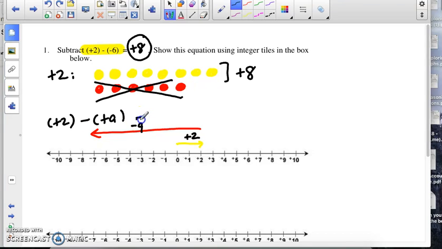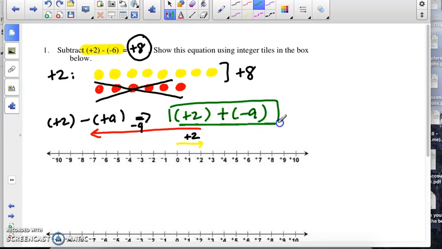So actually another way to look at this, and I'm going to do this in a different color here, is what we actually did is we took positive 2 and we added negative 9, which is actually the same as this equation here, okay? So positive 2 plus negative 9 indicate where you end up on the number line with your arrowhead. The answer is actually negative 7, which I'll write up here, okay?